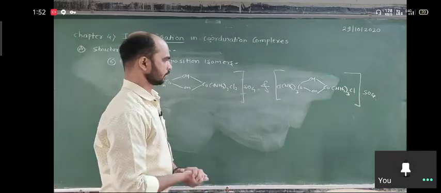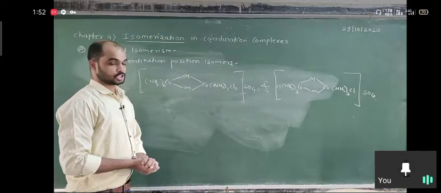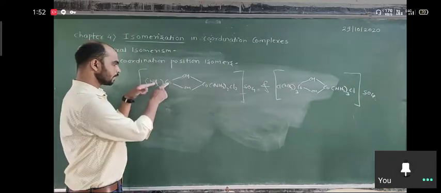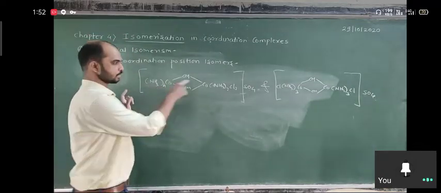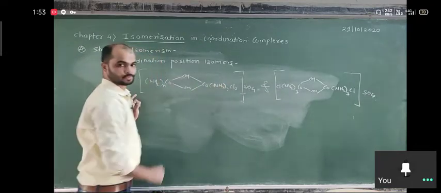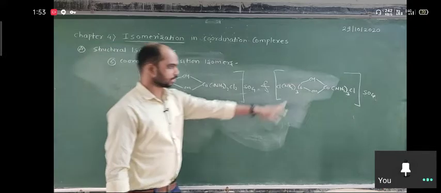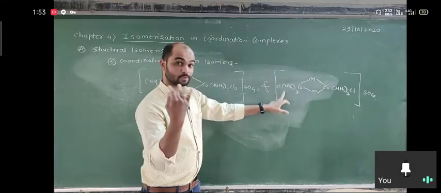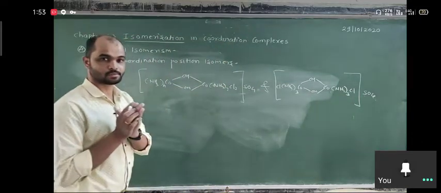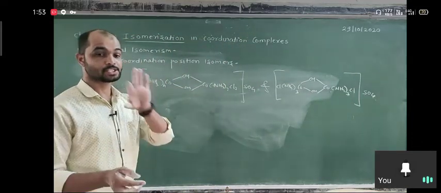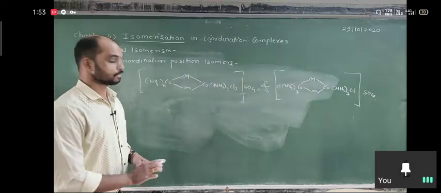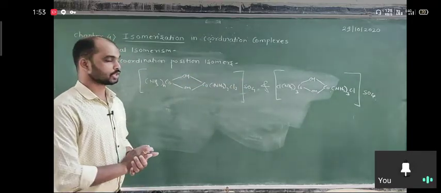But if you see the positions of the ligands in the coordination pair, look at here. The first cobalt has 4 NH3, the second cobalt has 2 NH3 and 2 Cl. But in the second case, this cobalt has 3 NH3 and 1 Cl, and the other has 3 NH3 and 1 Cl. It means the coordination position of the ligand is just changed in the second case compared to the first, but overall both have the same molecular formula.